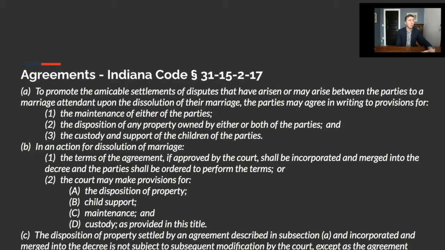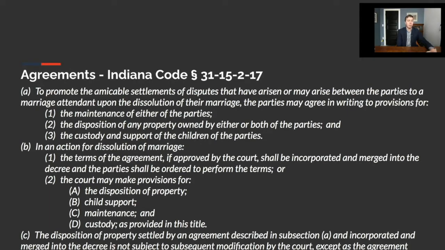So it allows the parties among themselves or their attorneys to work out the different issues. It could be maintenance of the parties, the distribution of property, or even custody and support of the children. So pursuant to Indiana Code 31-15-2-17, you can settle your divorce at any time and then have that settlement agreement filed and receive a summary dissolution decree after those 60 days.